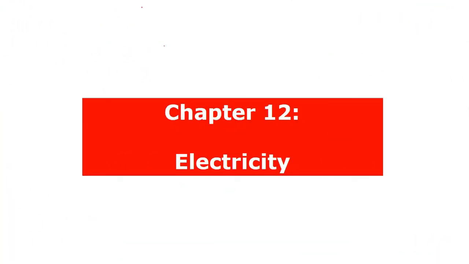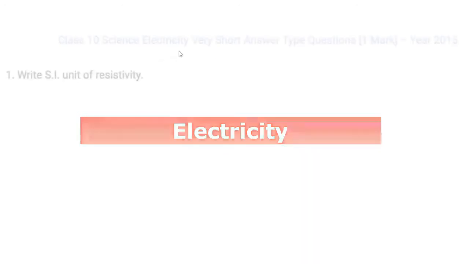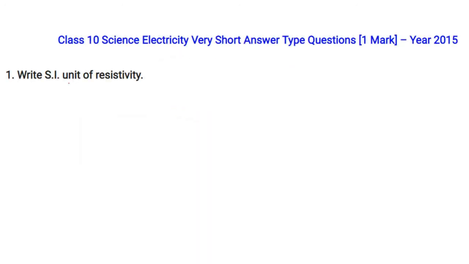This is chapter number 12, electricity. So we are taking important questions on electricity. What is the SI unit of resistivity? Ohm meter. Ohm meter is the SI unit of resistivity.